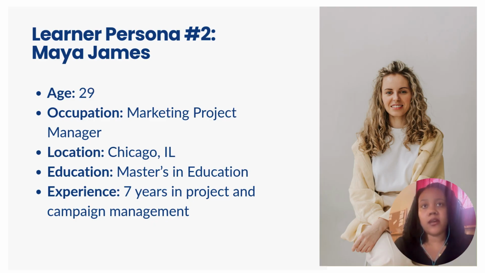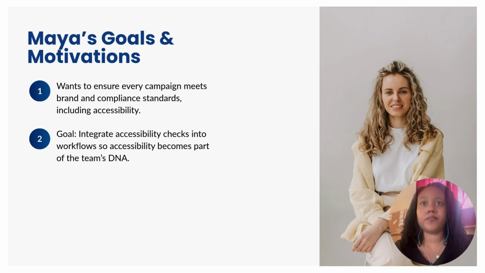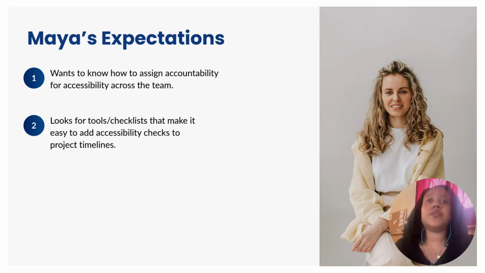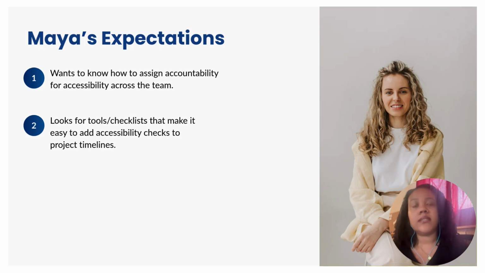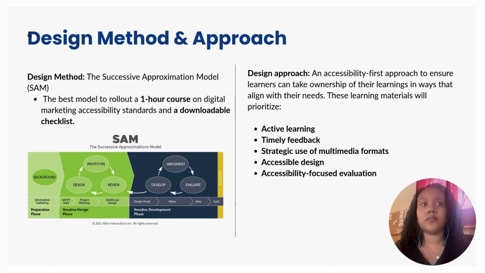And then we have Maya. So Maya holds a master's in education and has 7 years of project management and campaign management experience. Someone like Maya wants to ensure that every campaign meets brand and compliance standards, including accessibility. And what she's looking for are tools and checklists that make it easy to add accessibility checks to project timelines.